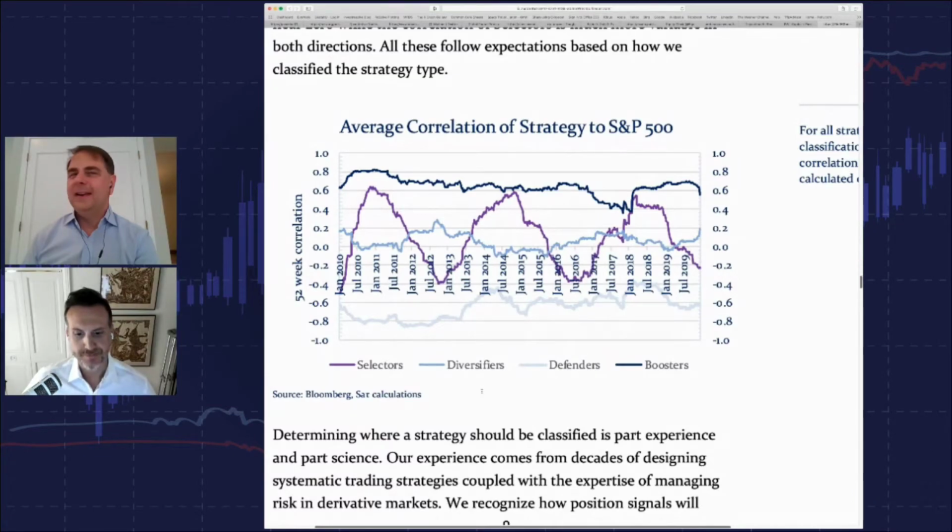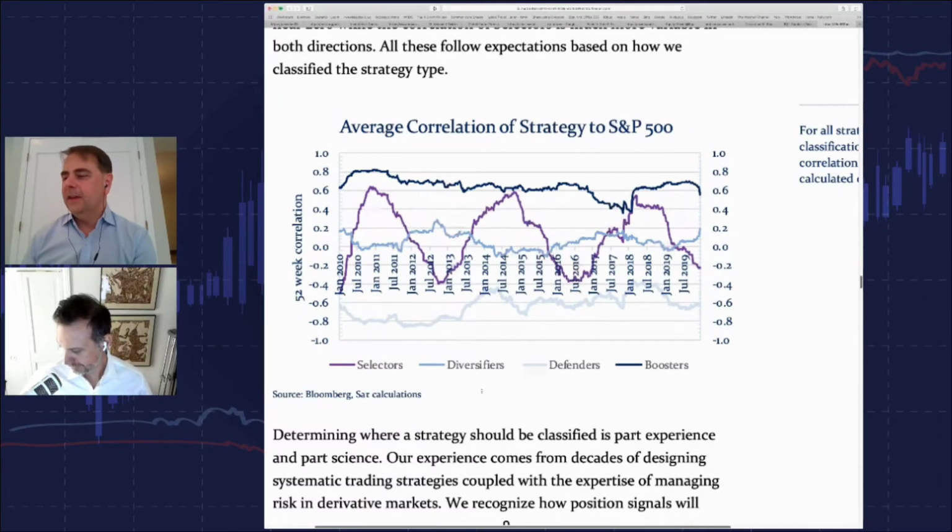So the navy blue line that's on top is the average correlation of the strategies that were considered boosters in the previous graph. And they are positive, and they are consistently positive. They are risk on, and that's just what they are. The very, very light blue line at the bottom is the average correlation of the 3 defenders, that being rates, the equity low volatility, and the long volatility strategy. They are negative, and they are negative throughout. They don't really move. These are risk-off assets.